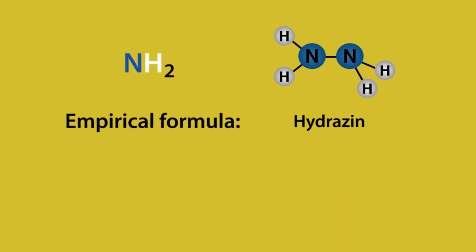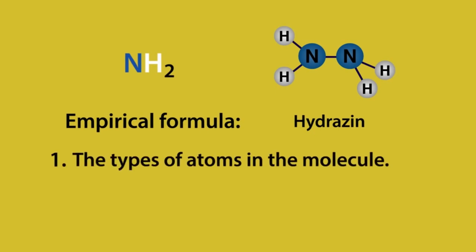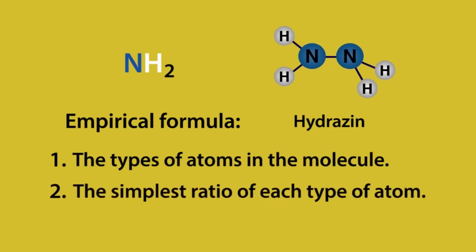The empirical formula of a compound also tells us two things: the types of atoms in the molecule, in this case, nitrogen and hydrogen, and the simplest ratio of each type of atom. The ratio of nitrogen to hydrogen in hydrazine is 2:4, making the simplest ratio 1:2.